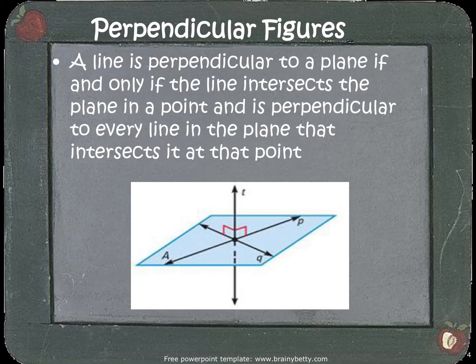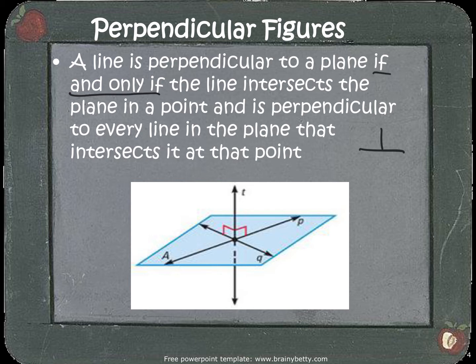So a line is perpendicular to a plane if and only if, oh, look at here, we got a biconditional. A line is perpendicular to a plane if and only if the line intersects the plane in a point and is perpendicular to every line in the plane that intersects it at that point. Now, the symbol for perpendicular is an upside down T. When you see it in a diagram, you're always going to look for a right angle symbol.